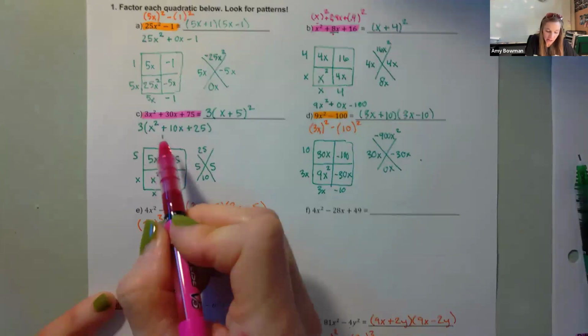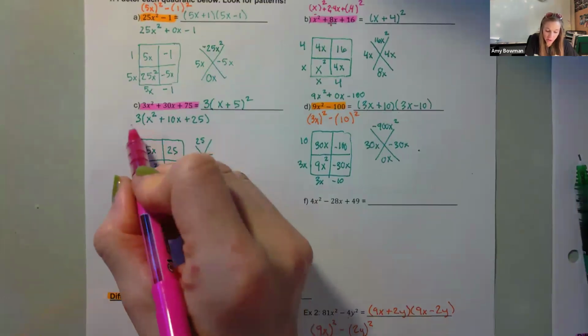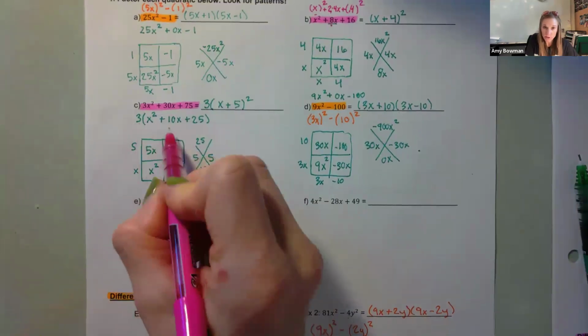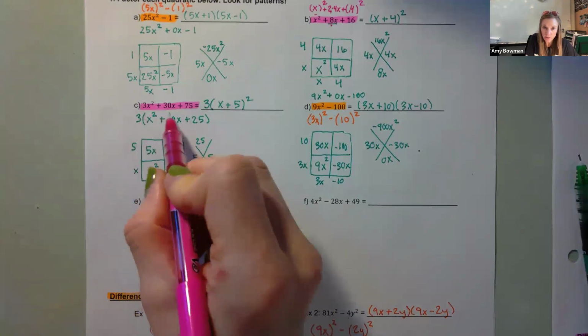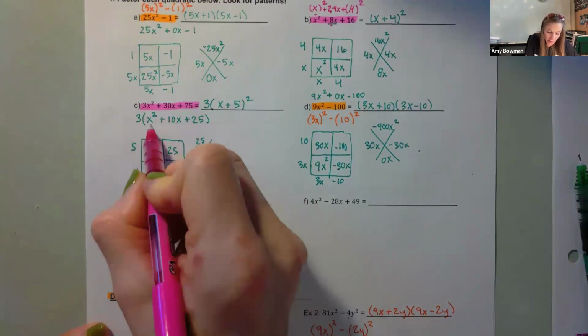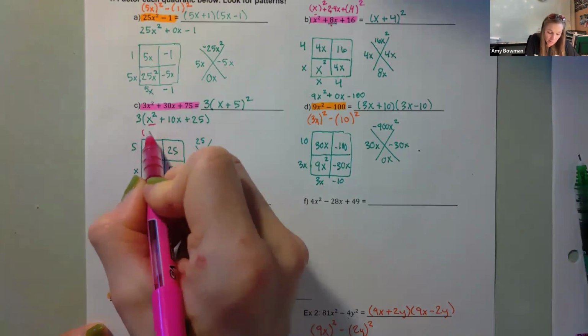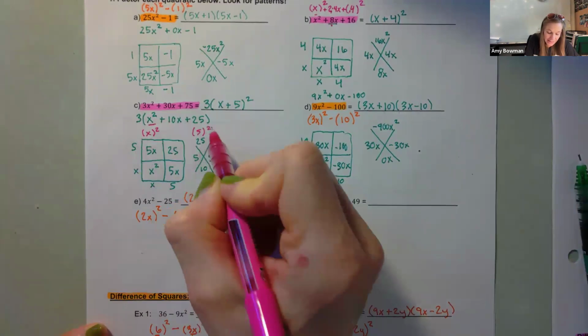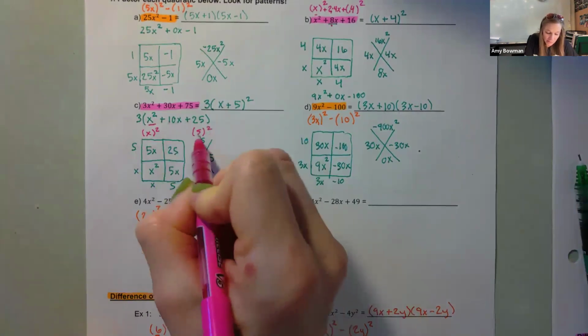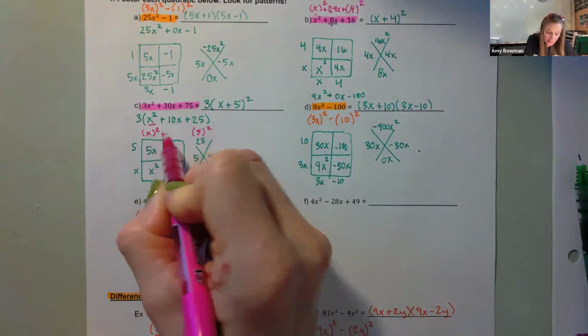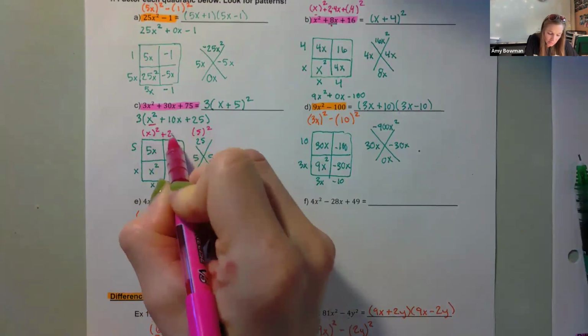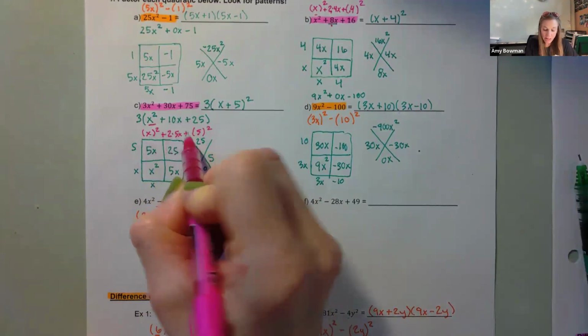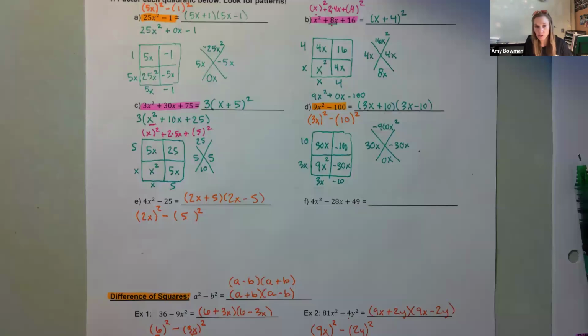We'll see that same pattern here. Once we factor out the 3, we can't identify this perfect square trinomial until we factor out the 3. Then we see x squared, which is a perfect square. We see 25, also a perfect square. And then 10x: when I multiply 5 times x, 10x is double that. So 2 times 5 times x. So that is how you will identify a perfect square trinomial.